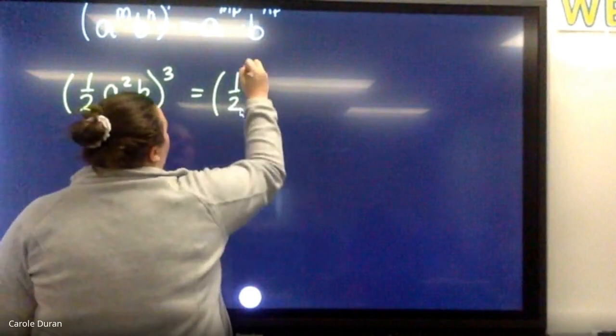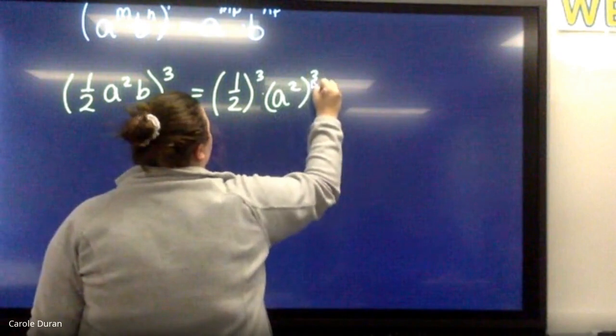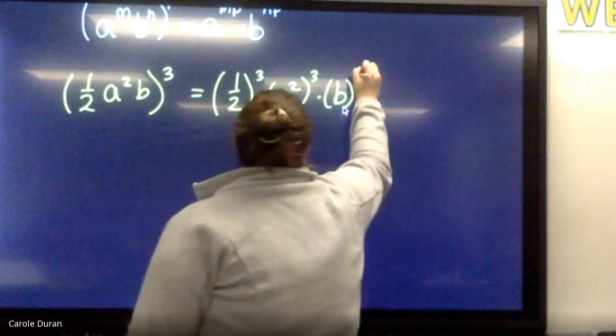Oh, there's fractions. One of my rules says if I have terms multiplied together inside of my parentheses, all raised to an exponent, I can take each of those terms individually raised to that exponent and multiply their answers together. So this is the same as 1/2 cubed times a squared cubed times b cubed.